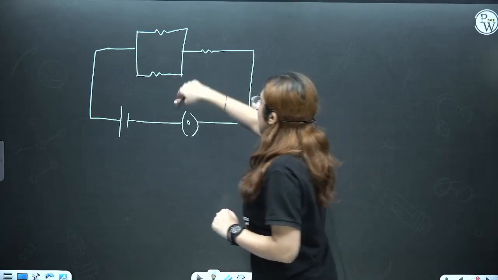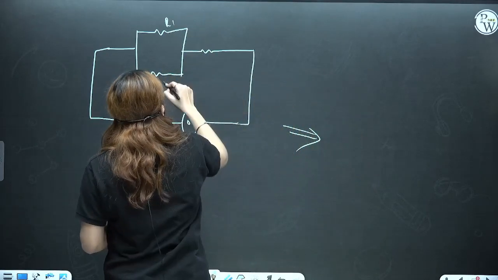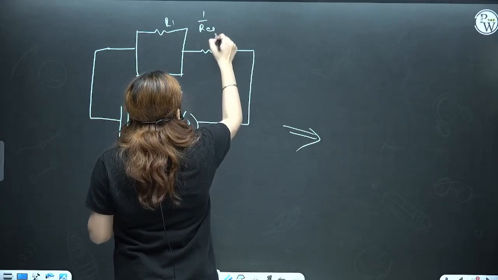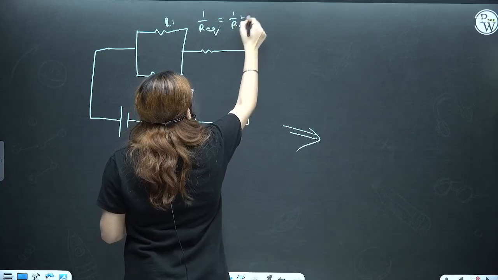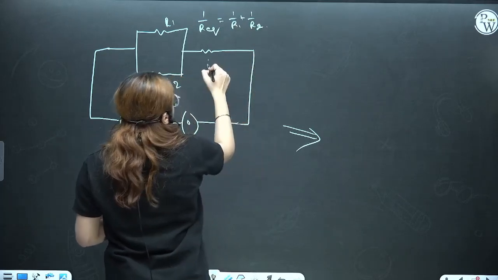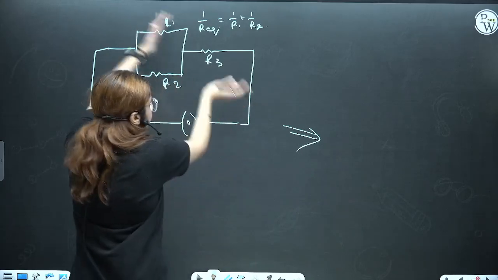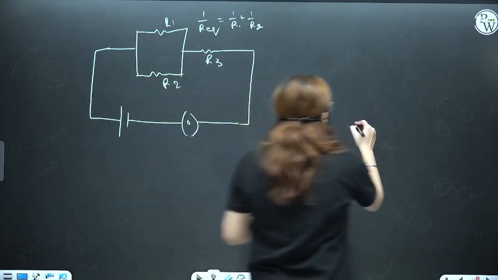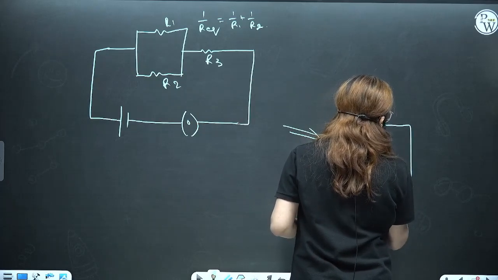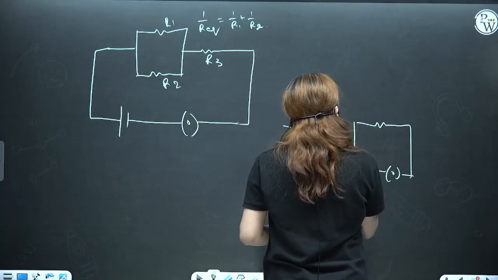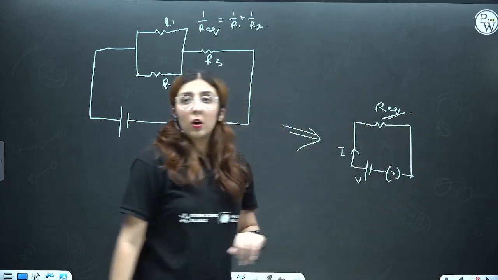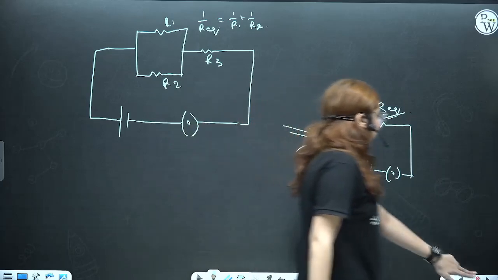See, this is in parallel. R1, R2 parallel. So 1 by R equivalent will be 1 by R1 plus 1 by R2. From here you are going to get R equivalent. Then this R3 is in series, then you are going to directly add it. Reduce it down to the normal general circuit like this, and you will be able to solve the question, the last R equivalent. Okay, everyone, clear?